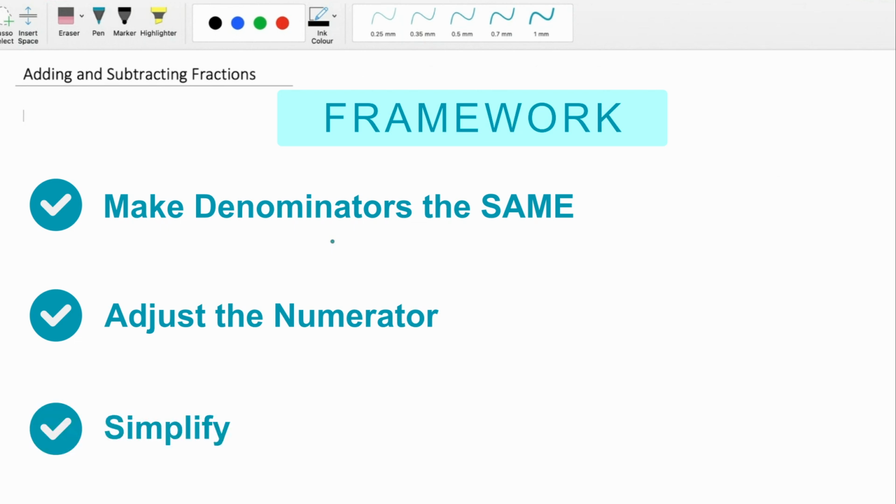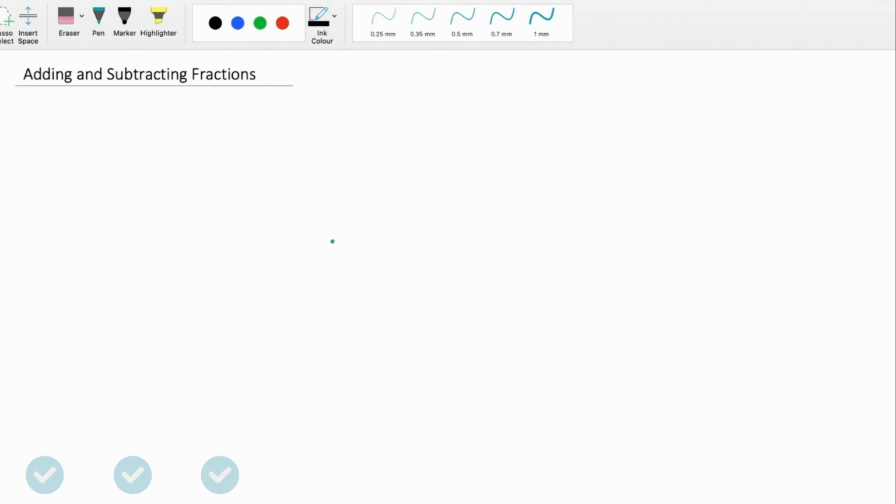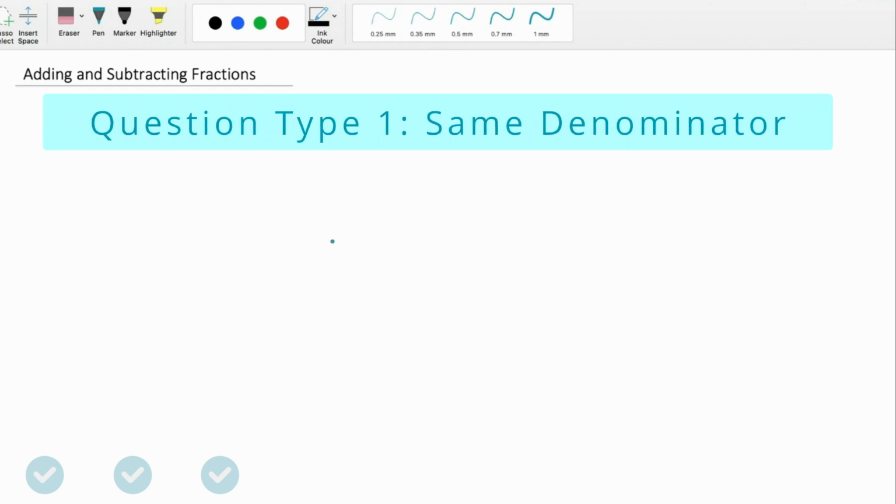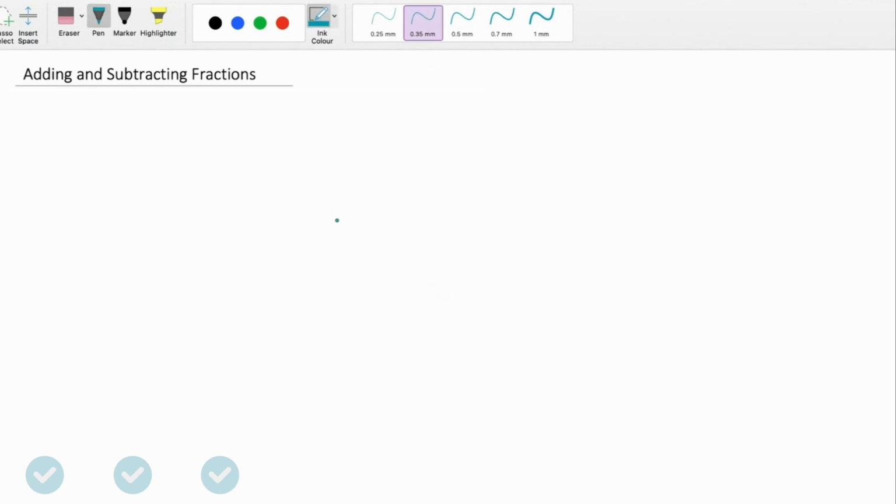Now in this video, we're going to be applying these frameworks to 3 of the most common question types that you will see. Starting with question type number 1 is adding and subtracting fractions that have the same denominator. For example, if we have 2x over 3 plus 7x over 3, you can see here that we have the same denominator of 3 in both the fractions.